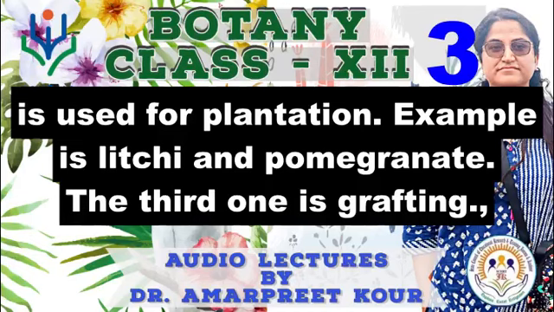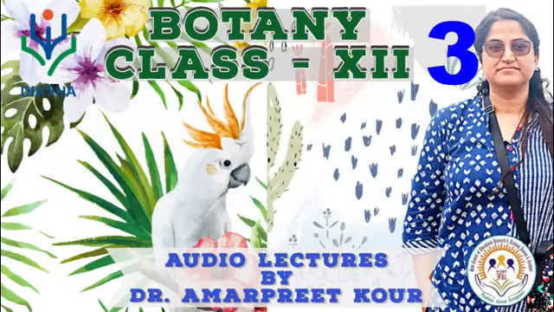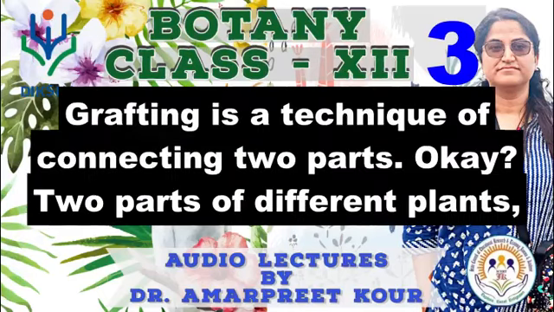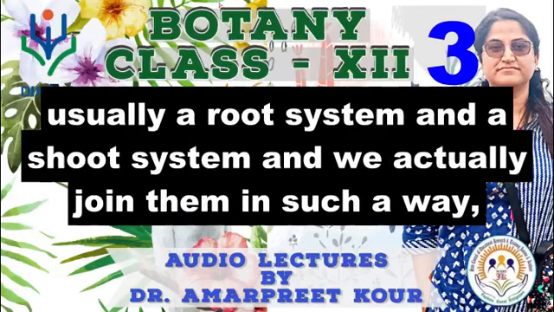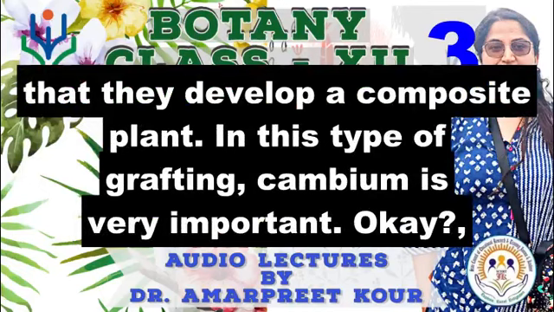The third one is grafting. Grafting is a technique of connecting 2 parts, okay? 2 parts of different plants, usually a root system and a shoot system, and we join them in such a way that they develop into a composite plant. In this type of grafting, cambium is very important.